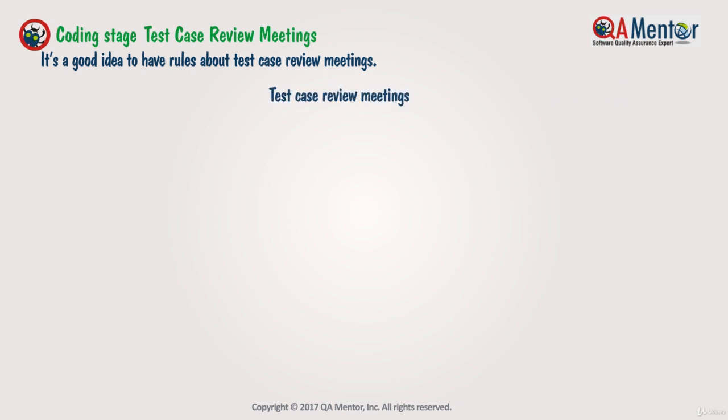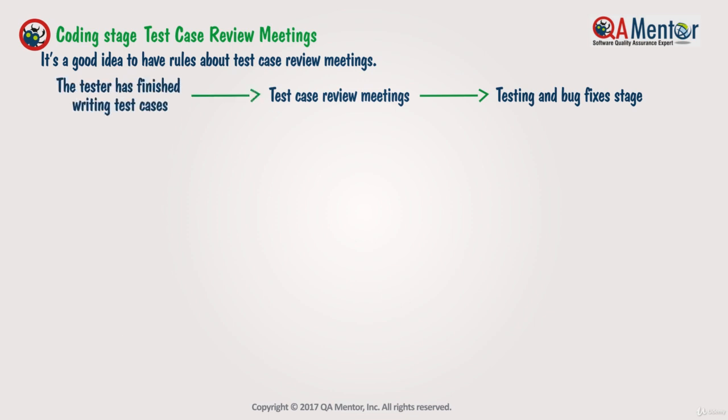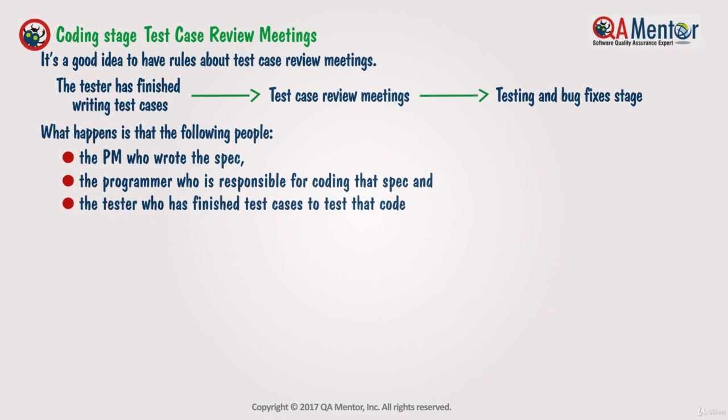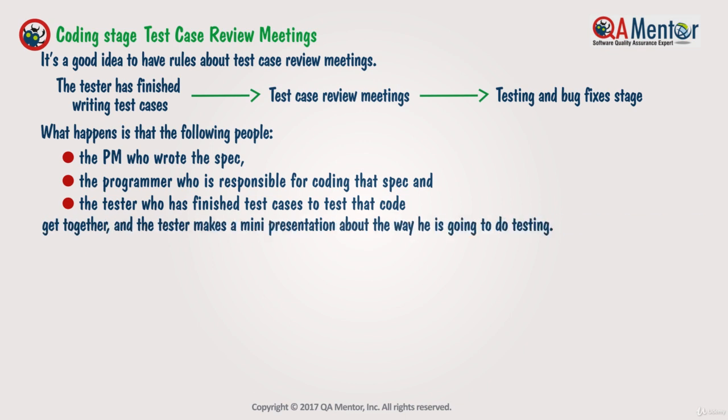Test case review meetings. It's a good idea to have rules about test case review meetings. Test case review meetings take place before the testing and bug fixes stage and right after the tester has finished writing test cases. What happens is that the following people, the PM who wrote the spec, the programmer who is responsible for coding that spec, and the tester who has finished test cases to test that code, get together and the tester makes a mini presentation about the way he is going to do testing.